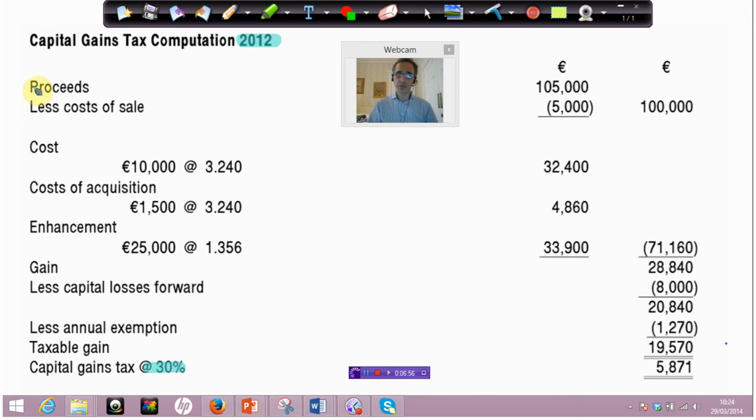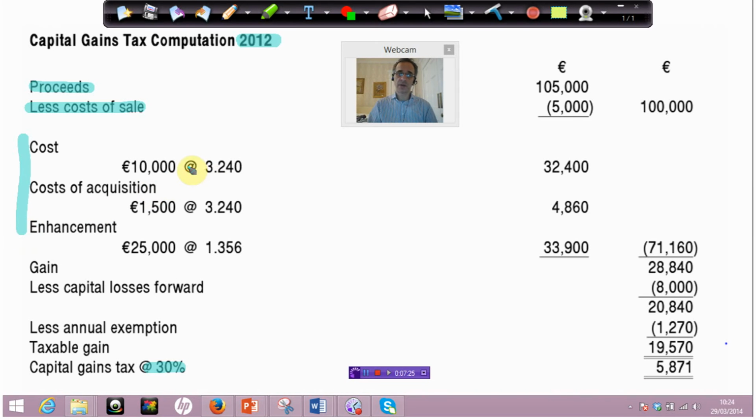So in this instance, what you can see, it's very much our three-liner again. We have our proceeds, and then we have less costs of sale. Okay, we have a series of costs here, other costs outside of the cost of sale, which are just the original cost of acquisition, and also an enhancement cost. All that means is that we purchased an asset, we've enhanced it over time, in other words, improved it, and that cost is allowable as well.